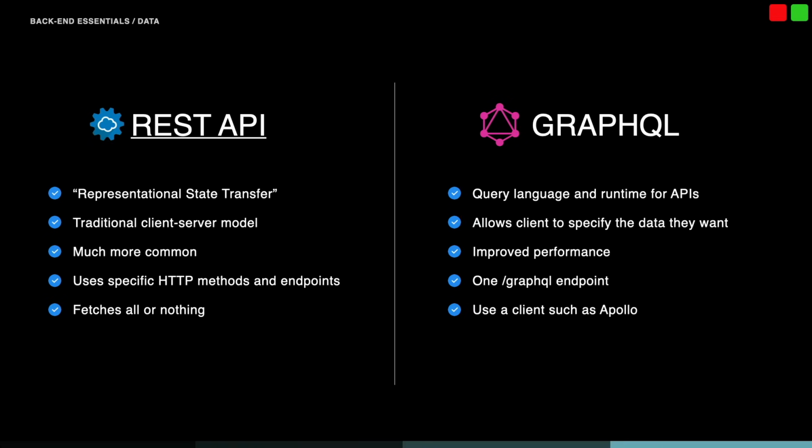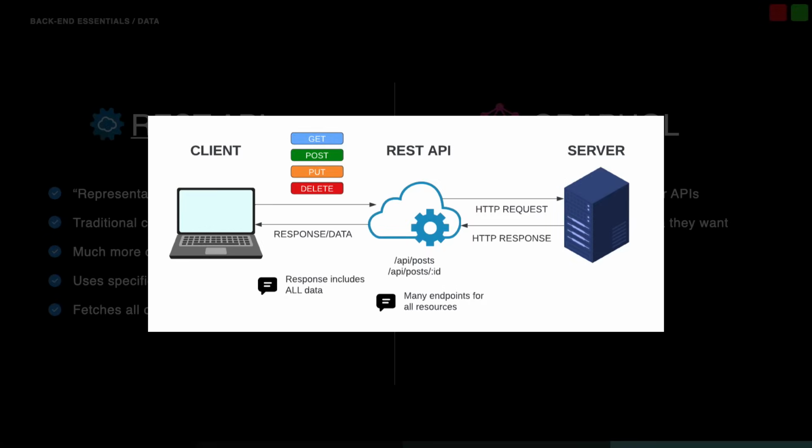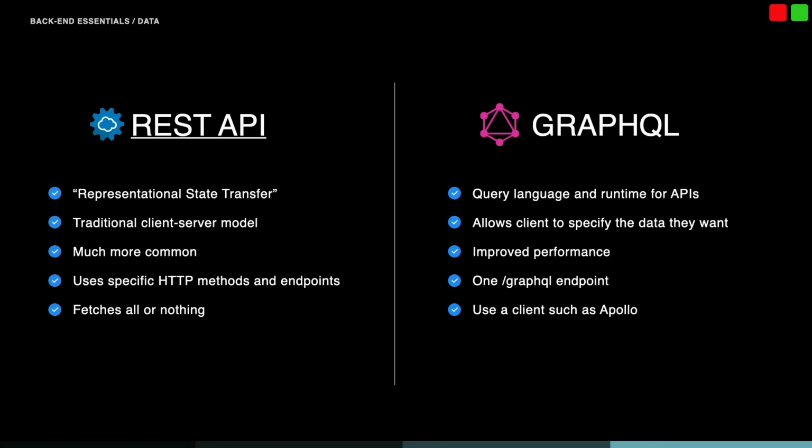So REST is the traditional client-server model, and it's much more common than GraphQL, and it uses specific HTTP methods and endpoints, or URLs, which are formatted in a certain way. Now with REST, you can fetch data from a route, so let's say mywebsite.com/api/posts. So you would fetch all the blog posts from that specific endpoint or that URL, and then you would get all the data back from that endpoint. And you could use any server-side language and any database. You could create a REST API with Node.js and MongoDB, or with Java and MySQL, or whatever language you want.